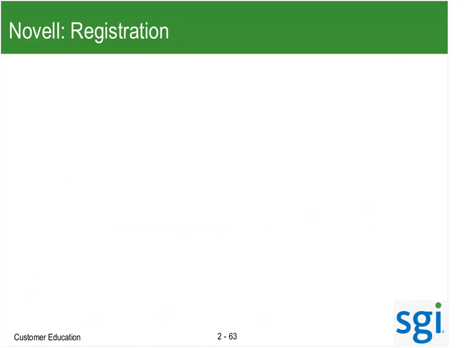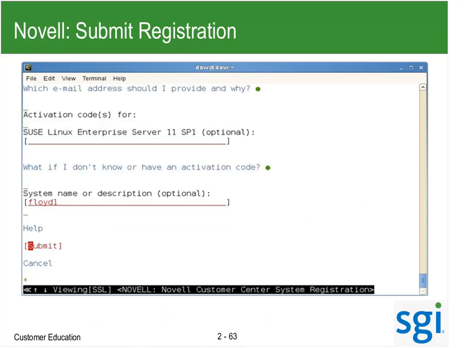After I put in my email address, I can get the activation code. Now, send me an email offline. I can give you the activation code or show you how to get to it. Jesus Ortega has a web page on getting to the Novell SGI support account as well.